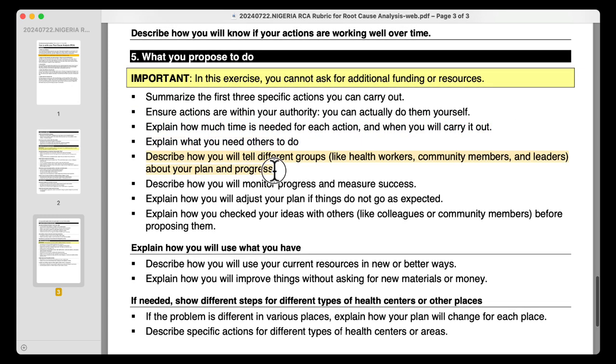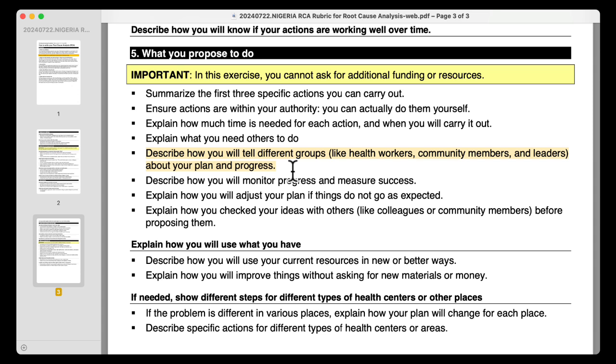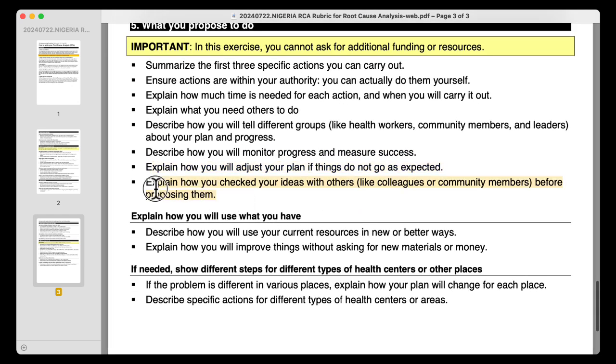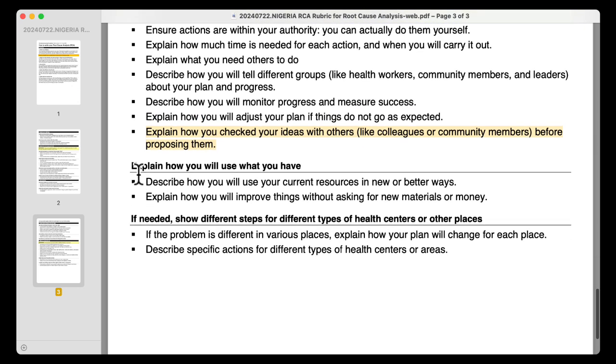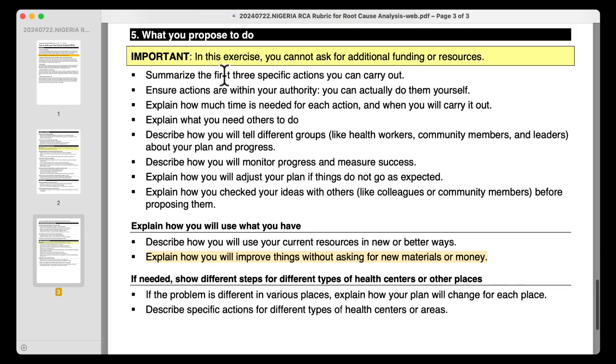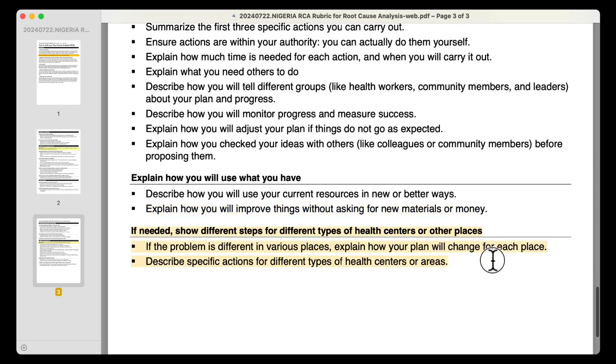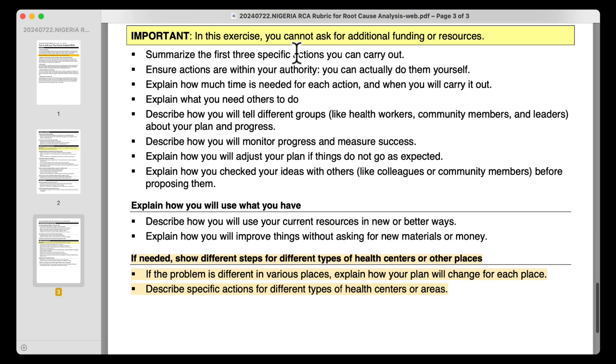Explain what you need others to do. Describe how you're going to tell different groups about your plan and progress and how you're going to get their buy-in. Describe how you're going to monitor progress, measure success. Explain how you will adjust your plan. Explain how you checked your ideas with others. Explain how you'll use what you have, current resources. Explain how you improve things without asking for new materials or money. Because remember, in the exercise, you cannot ask for additional funding. If needed, show the different steps for different types of health centers and places.